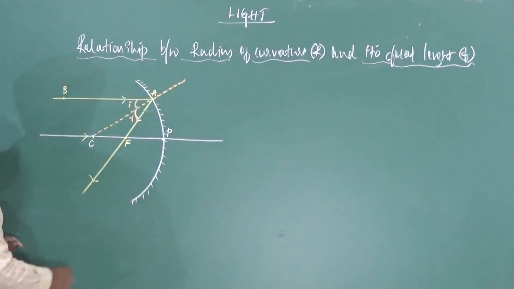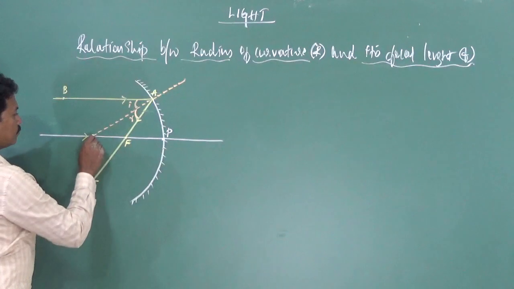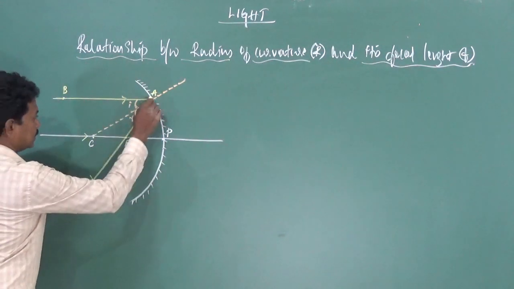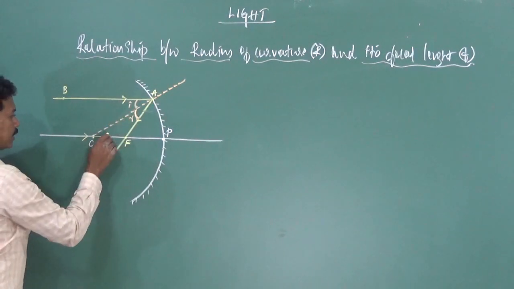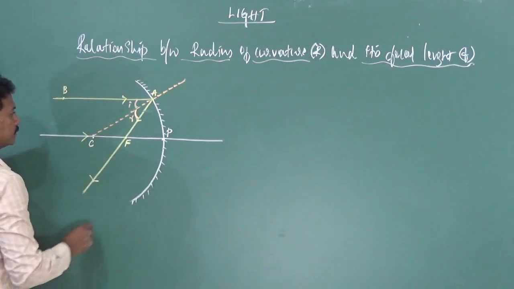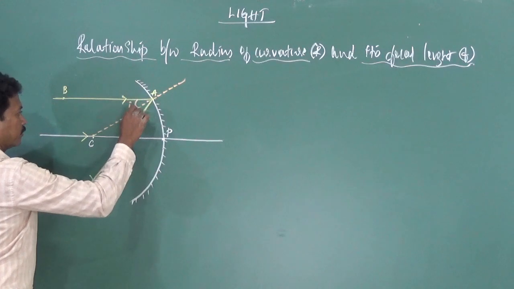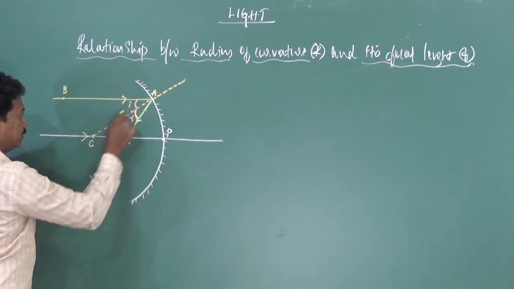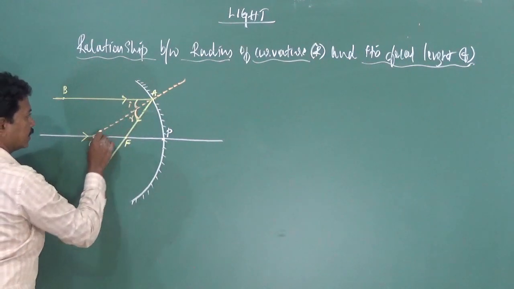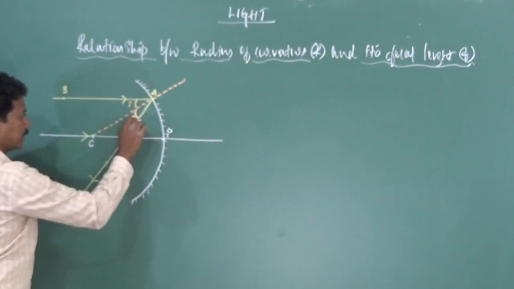Okay, let us go further. Now the incident light ray and the principal axis are exactly parallel to each other, as I have drawn. According to the law of reflection, angle BAC is equal to angle CAF.